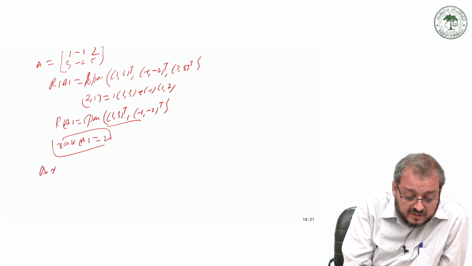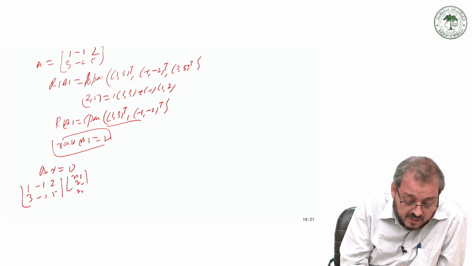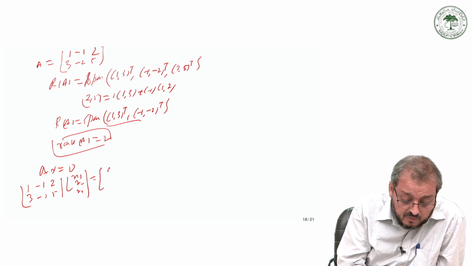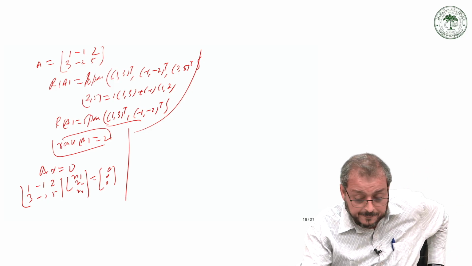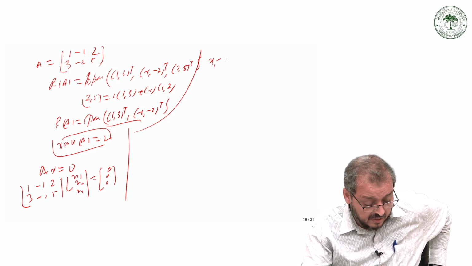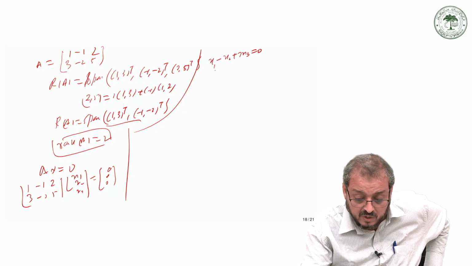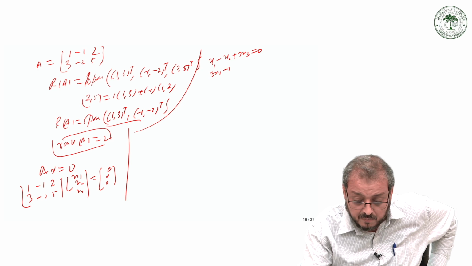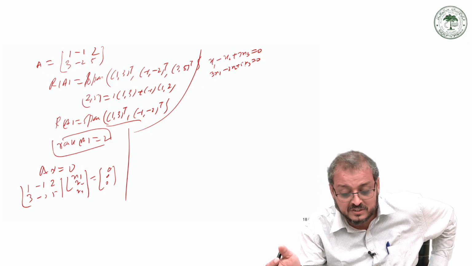So we can say that A of x is equal to 0. A is the matrix 1 -1 2, 3 -2 5, multiplied by x1 x2 x3, which is equal to 0 0 0. This can be written as x1 minus x2 plus twice x3 is equal to 0, and then 3x1 minus 2x2 plus 5x3 is equal to 0. Clearly we have 3 variables and 2 equations, so infinitely many solutions exist here.